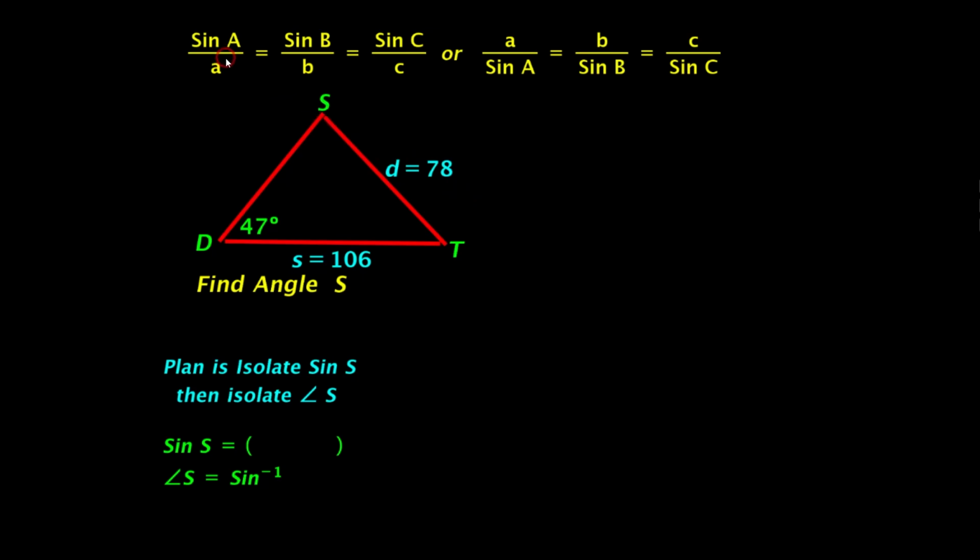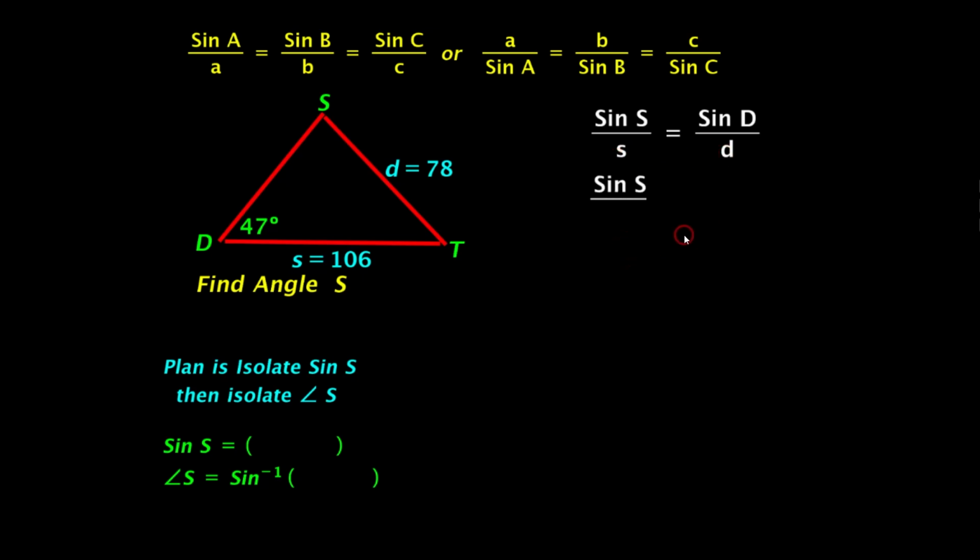Now we have to find the angle first. So we will use the left side of the sine law, with the angle on top. We write sine of angle S divided by the opposite side, which is the lowercase s, equals sine of the uppercase D divided by the opposite side, which is the lowercase d. And now it's time to plug in the values.